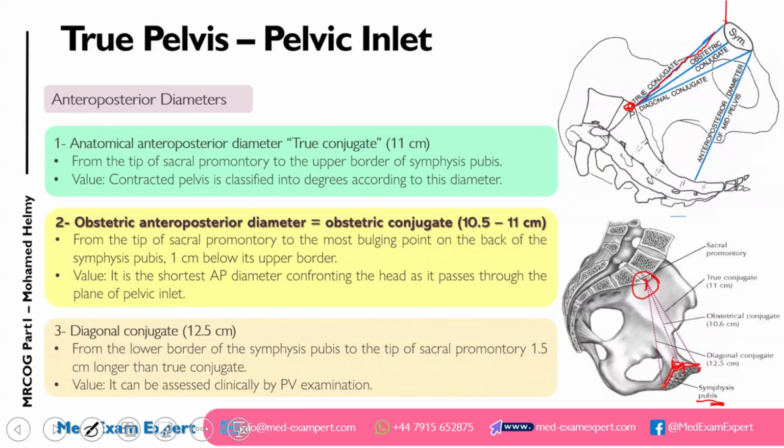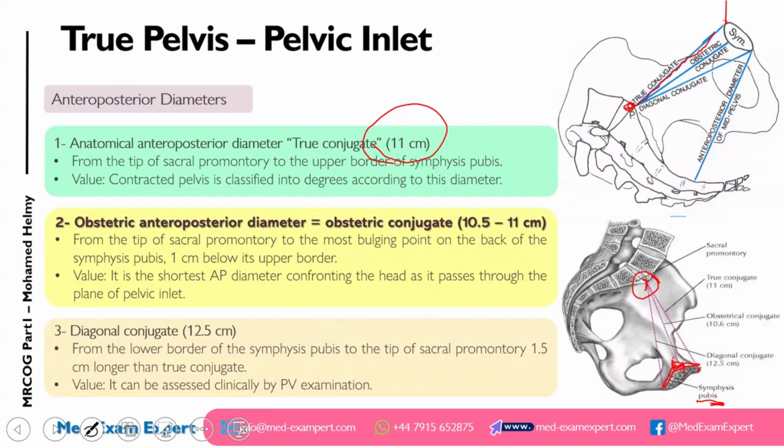The first one we call anatomical anteroposterior diameter or the true conjugate. It's about 11 centimeter, and according to this diameter, we classify what we call the contracted pelvis types. Of course, it's now not common to call it contracted pelvis or not. As I told you, it's a relation between the fetal head and the pelvis, okay? So it's not common now to go through what we call the contracted pelvis and the types of contracted pelvis and so on, because it's a relation at the end between the baby's head and the pelvis.